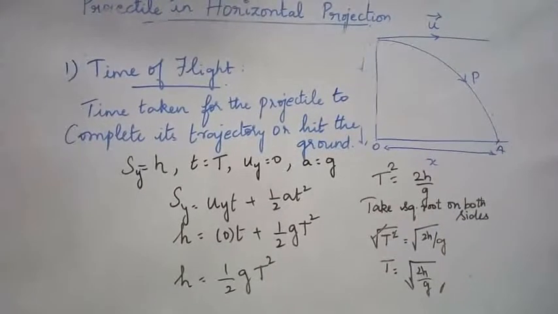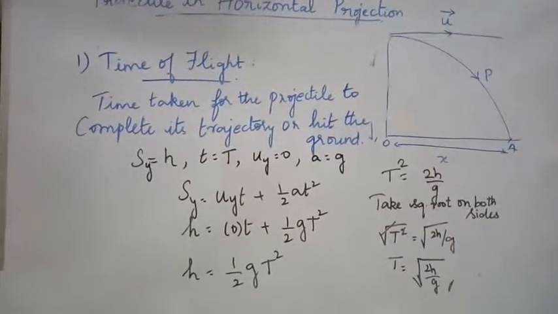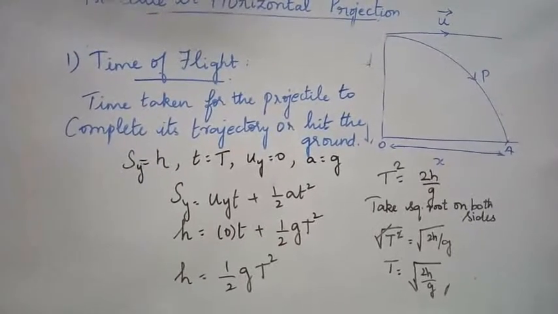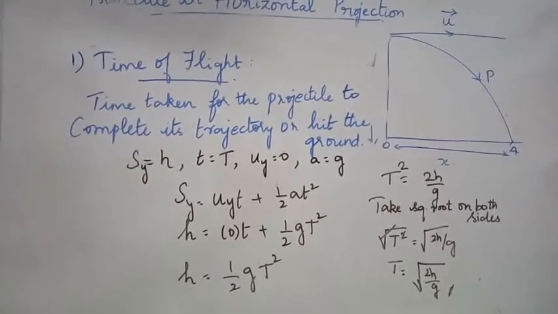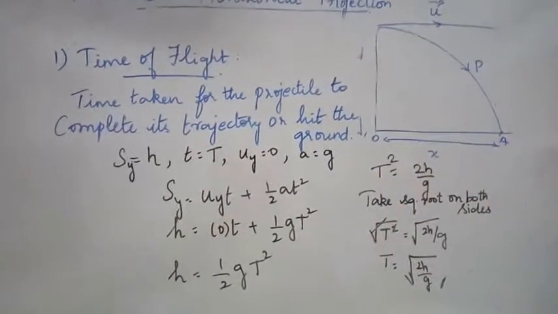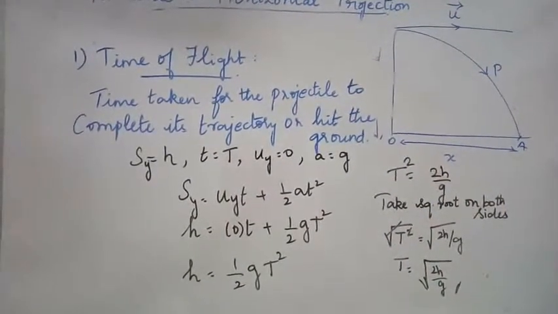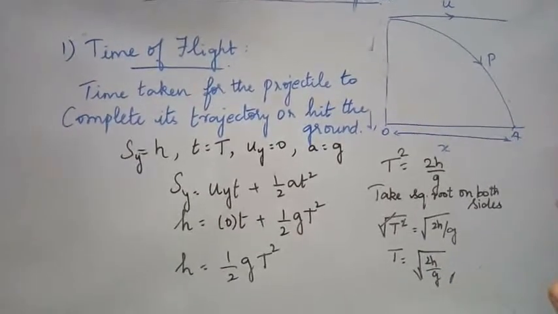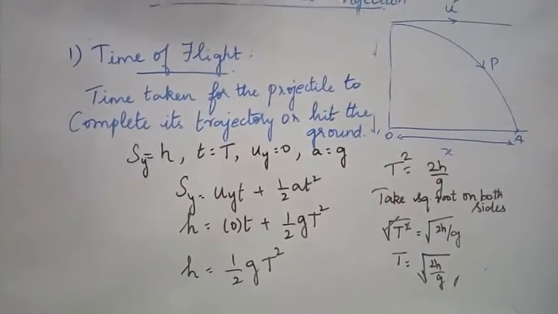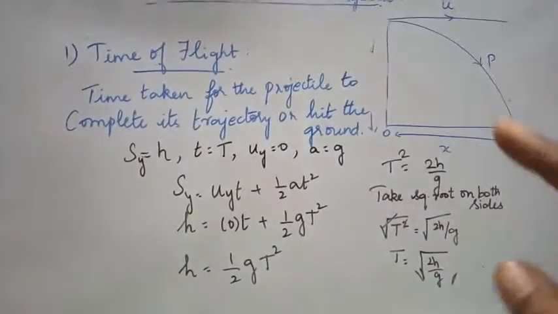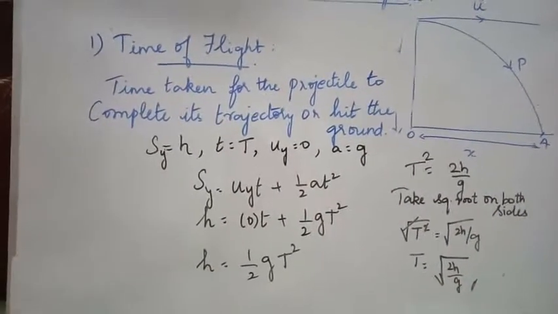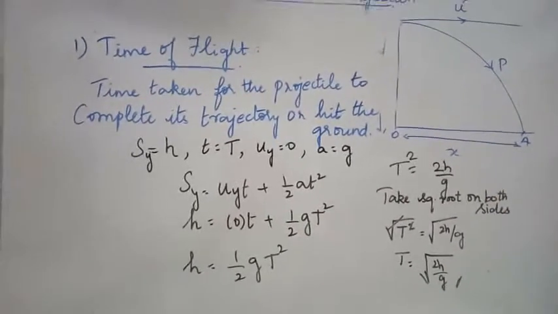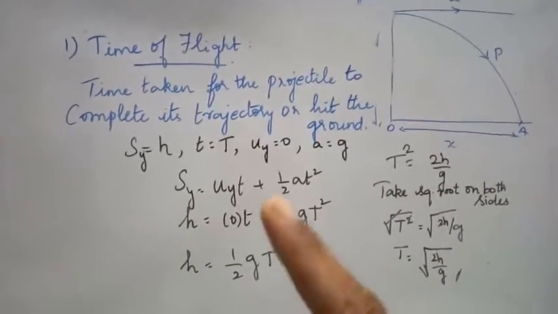In this, we are going to measure 4 parameters. The first one is time of flight. The second one is the horizontal range the projectile has covered. The third one is the speed or velocity of the object under motion. And the fourth is the resultant velocity with which it reaches the ground. All these things we are going to calculate. So let us begin with the time of flight.